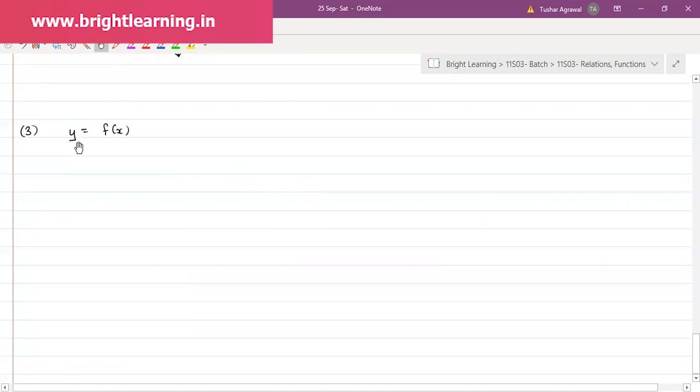Now let's say y is equal to f of x. This graph is given to you, and I am asking you how y is equal to f of minus x is related to it on the basis of the graph of y is equal to f of x. Draw the graph of f of minus x. How will this graph look? If you plot f of x and f of minus x on the same graph paper, how will they be related with each other?